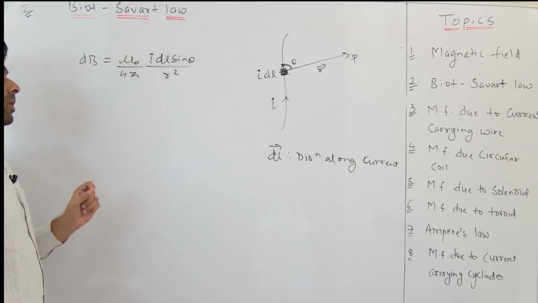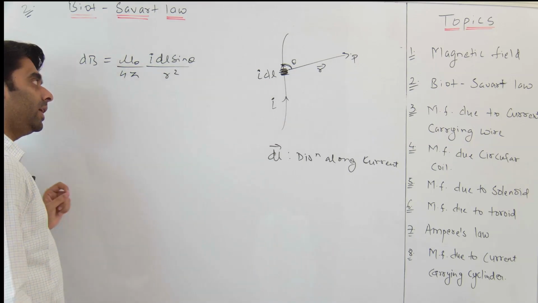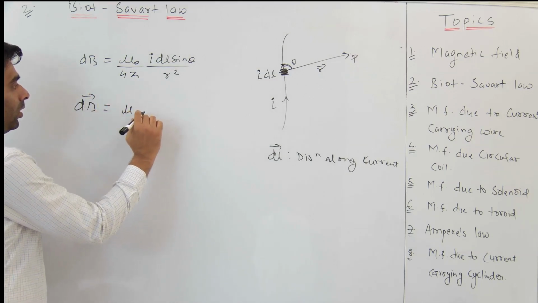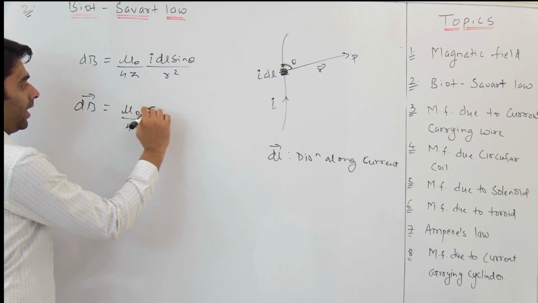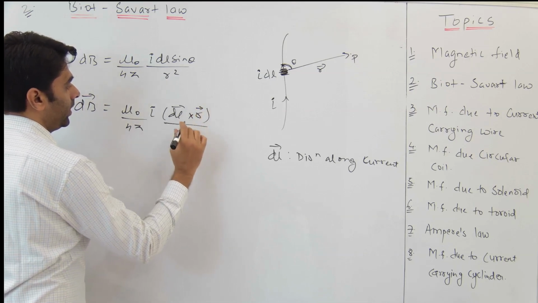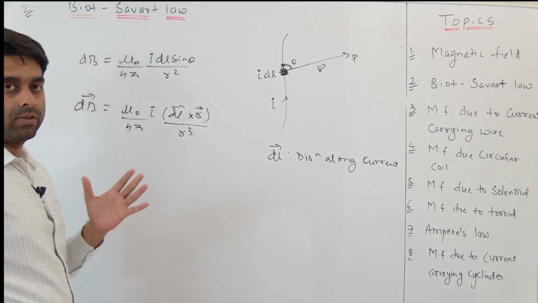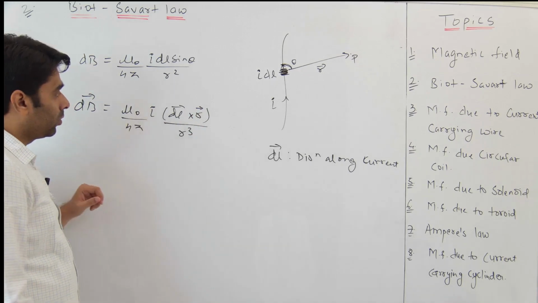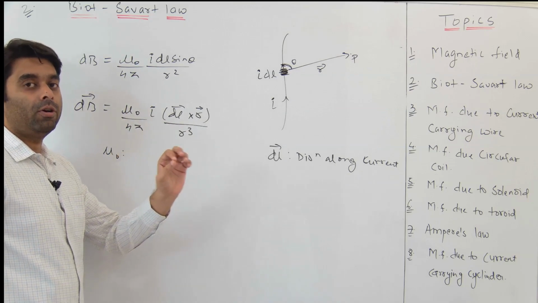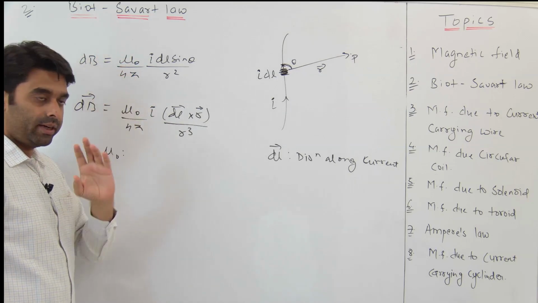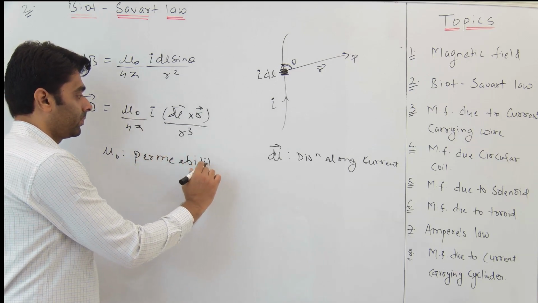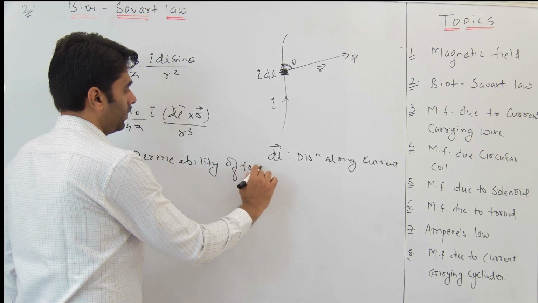Now we can write this in vector terms also. dB vector is equal to mu naught by 4 pi, I dl cross r by r cube. This is Biot-Savart law in vector form. What are the terms over here? If you notice carefully, mu naught is basically the permeability of free space. It is the proportionality constant, right?